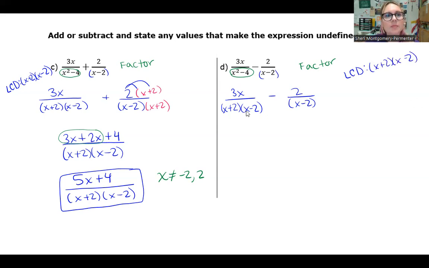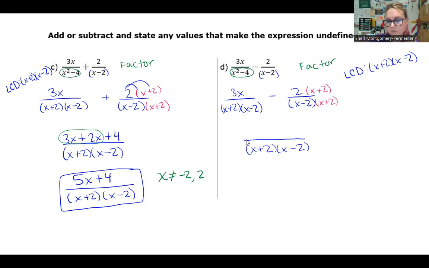So every denominator has to have both factors. This one's good. This one's not. This one has the x minus 2, so I have to multiply by x plus 2 over x plus 2. And once I have common denominators, I can put them together. And when I put them together, the denominator doesn't change. So it's going to be x plus 2 and x minus 2. In the numerator, I'm going to have 3x. It just is along for the ride.